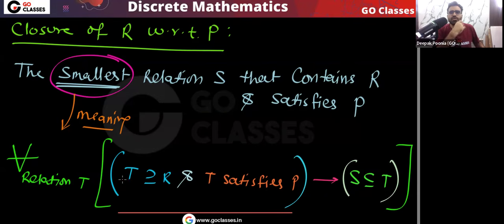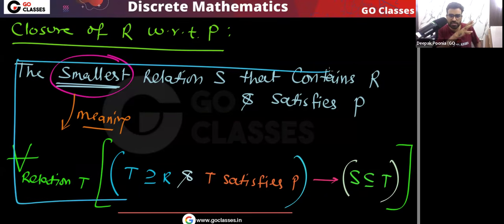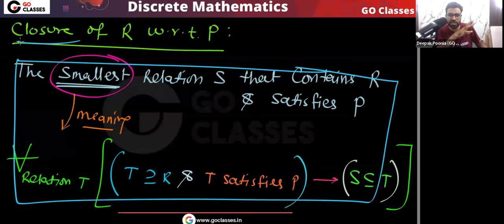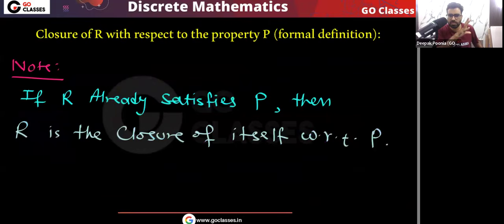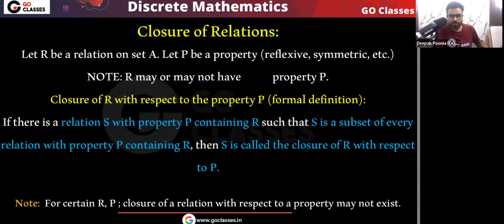I have tried my best to explain this formal definition to you. In the GATE exam they can ask you true or false questions, or they can give you this definition in the question. So from this definition you must understand that they are talking about the closure of relation R with respect to property P. Basically this definition simply means that we are talking about closure. Okay, I hope you understood. If you did not understand, I will take some examples, don't worry.